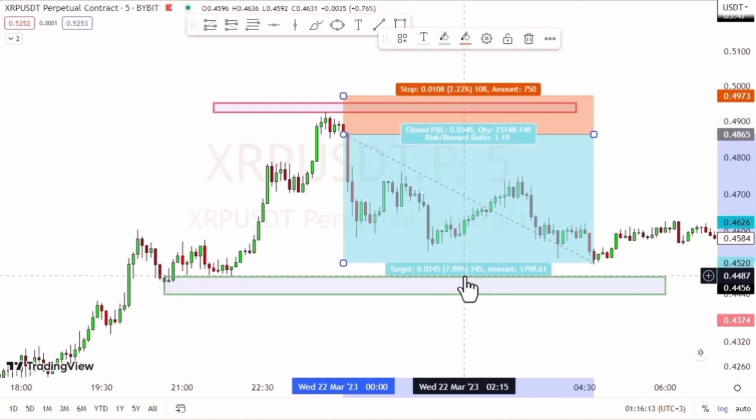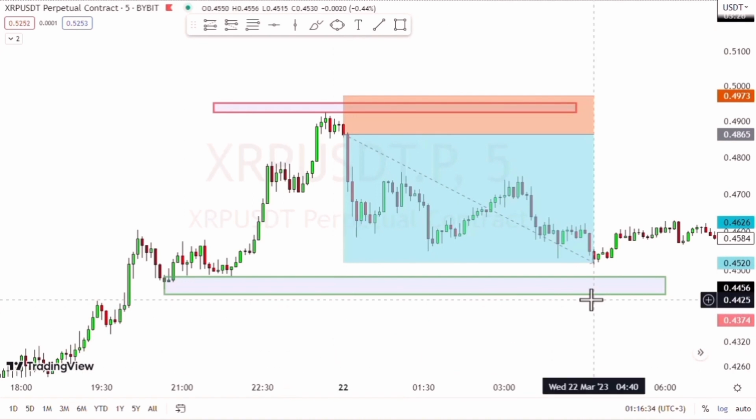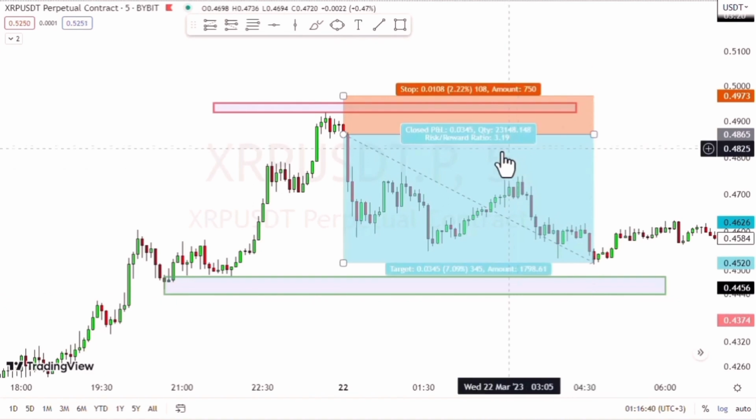It's in black. Wednesday, 22nd March 2023. It was at midnight, and then it hit our target the same day, 4:40 a.m., in 4 hours, 40 minutes. You made 70% profit. Can you imagine that? If you only entered this trade with $1,000, you would have made like $700 in almost 5 hours. What kind of job do you want to have to make this kind of money?